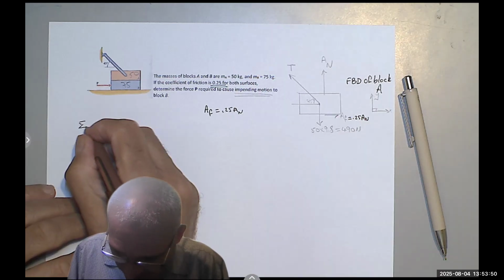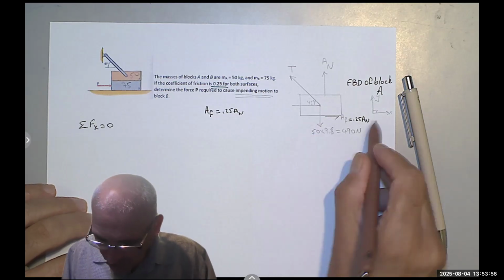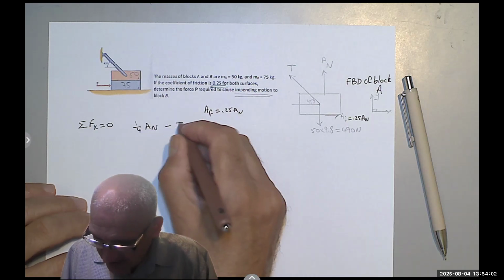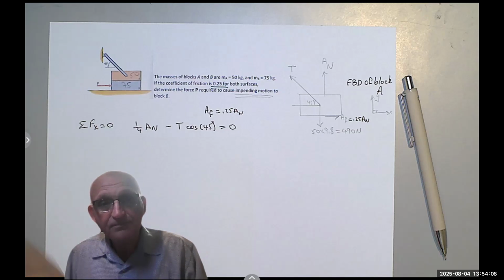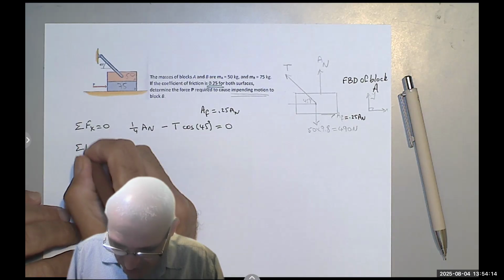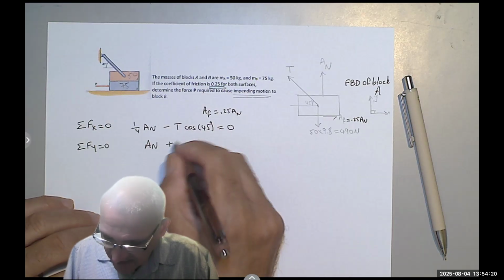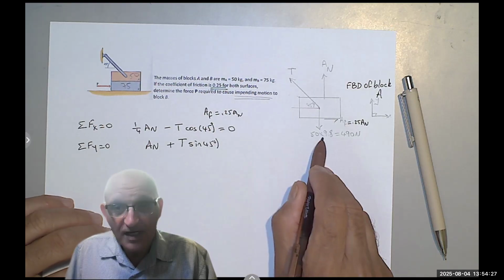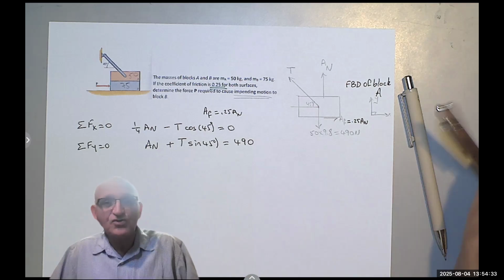I can write summation of the forces in the X equals 0. So I get 0.25, or 1/4, A sub N minus T cosine 45 equals 0. Okay, that's one equation. And then I can write summation of the forces in the Y equals 0. I have A sub N plus T sine 45 minus 490 equals 0, or I can say equals 490.